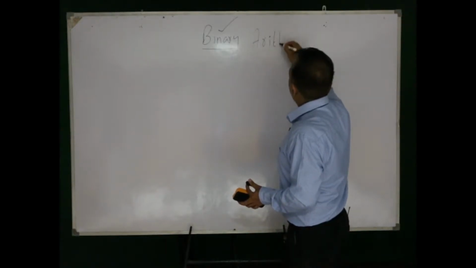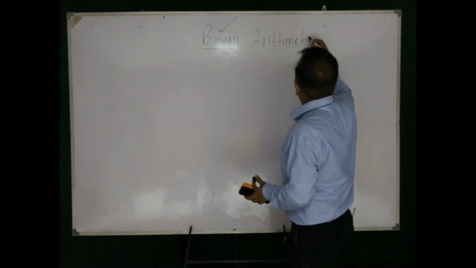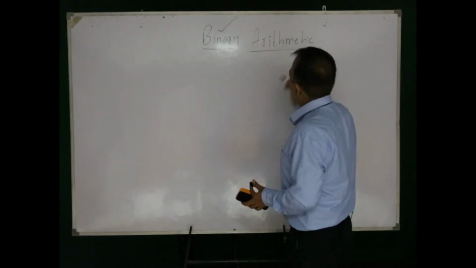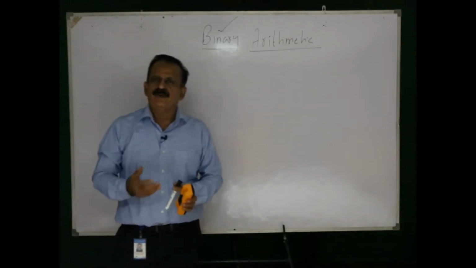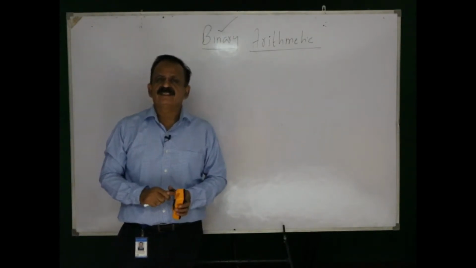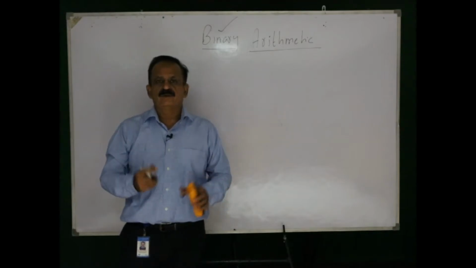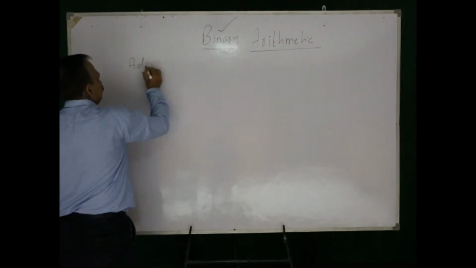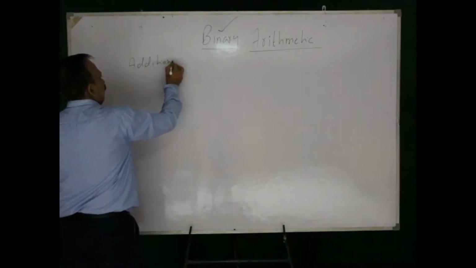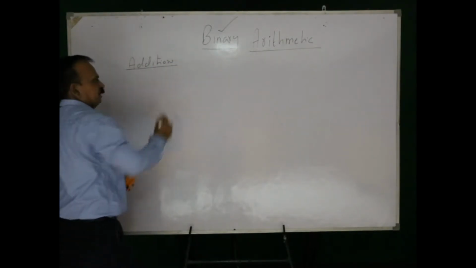This is the topic of this lecture, that is binary arithmetic: how binary numbers are added, how binary numbers are subtracted. This is basically the idea of this particular lecture. So, I will start with the first operation, and that operation is addition. Addition of binary numbers.